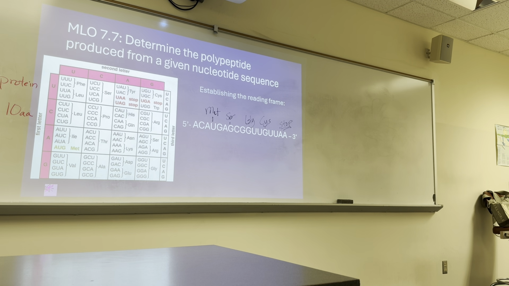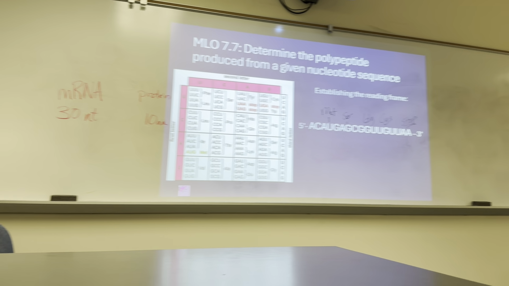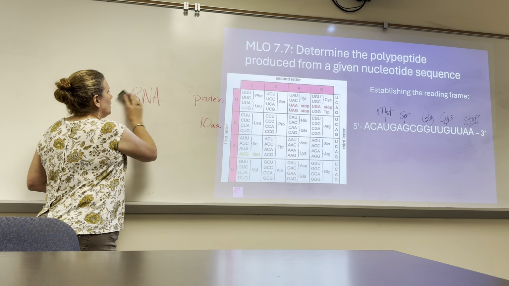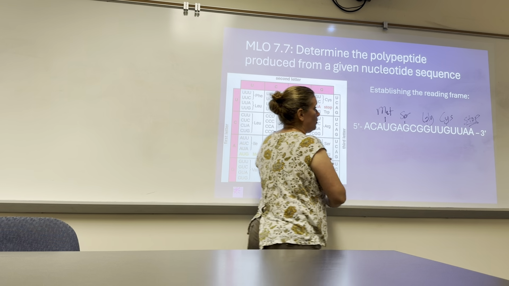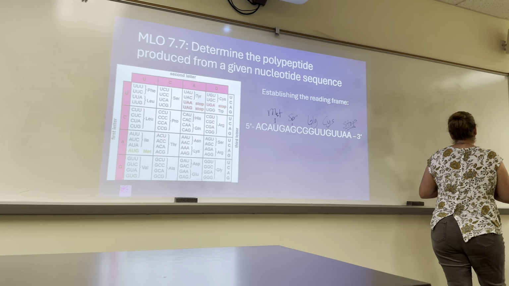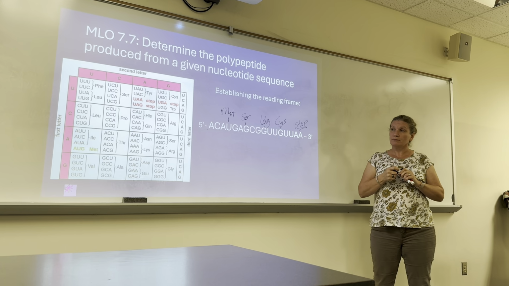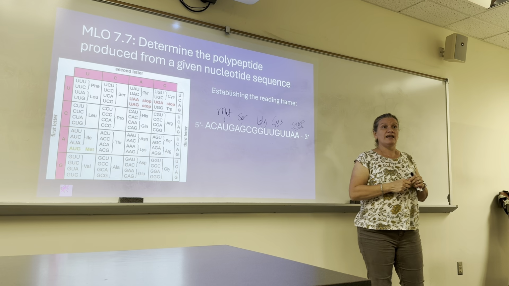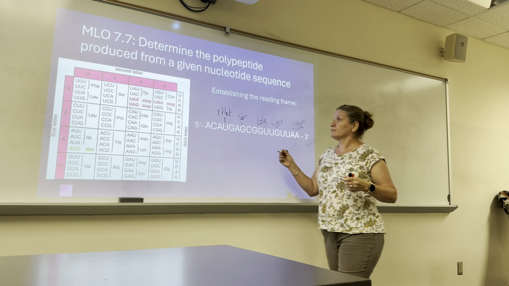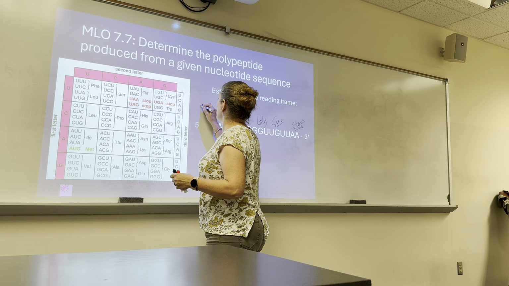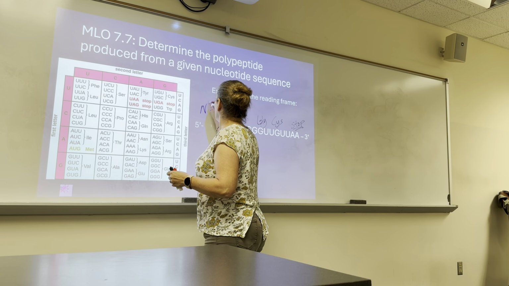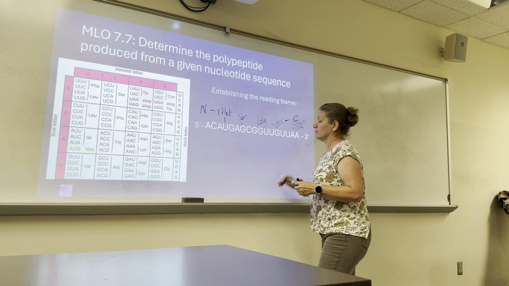All the other nucleotides are not going to be translated in this process. Now, this protein that's produced does have direction to it. We have the N terminus and the C terminus. This is the N terminus, and this is the C terminus of a protein.